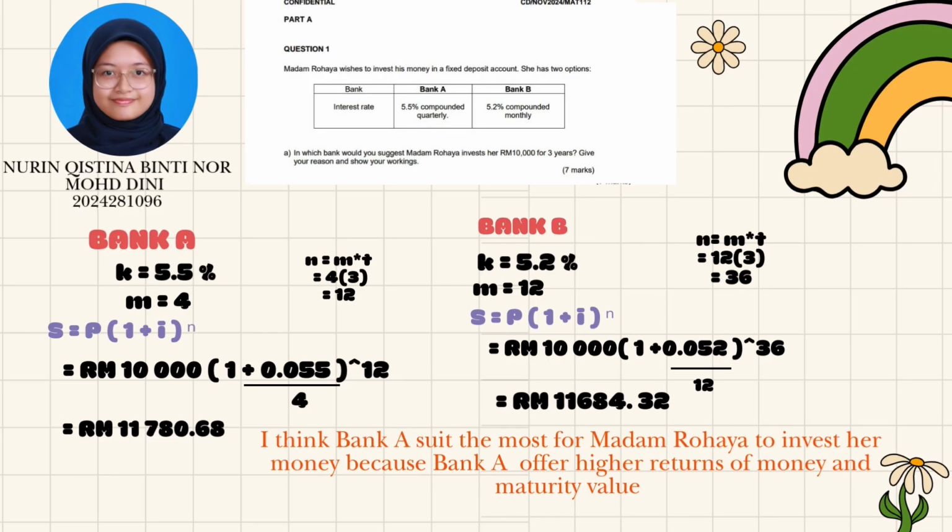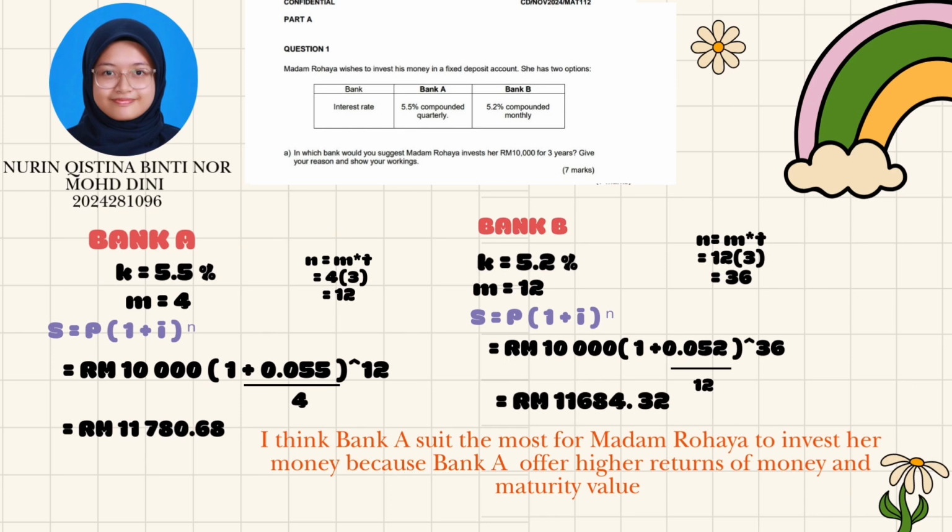Hi, my name is Nurul Christina binti Norma Martini. Today I'm going to explain to you the question 1 of Part A, question A. In which bank would you suggest Madam Rohaya invest her RM 10,000 for 3 years? Give your reason and show your workings. Based on this question, we need to find the future value of Bank A.